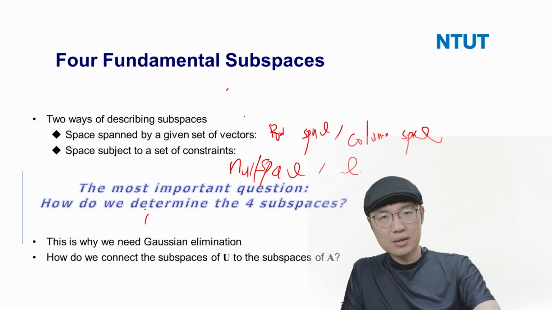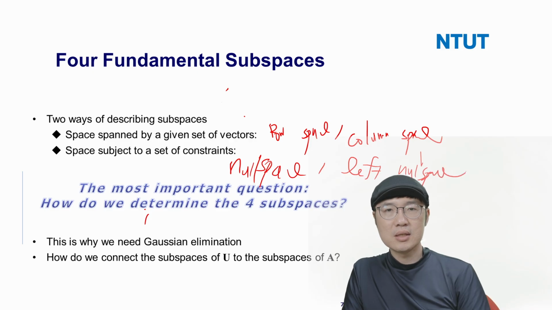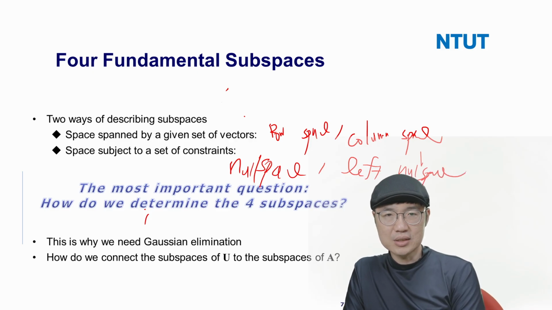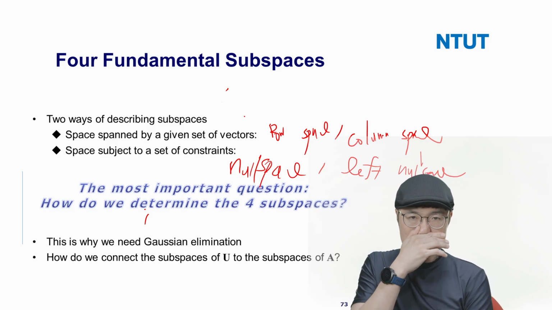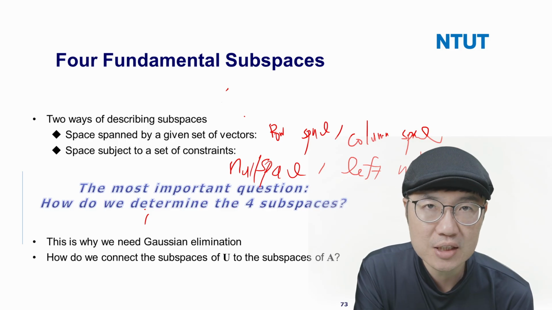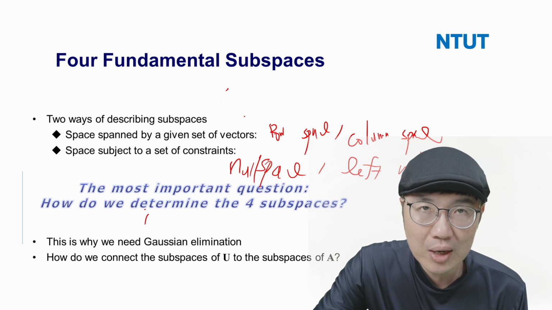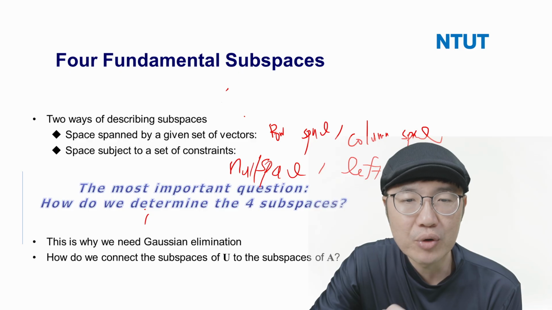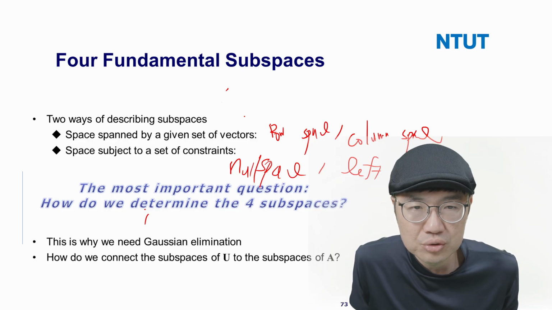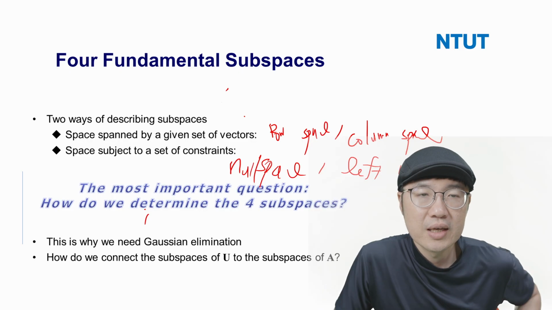And the last one, left null space. They are found by constraint. But we work with the 4 subspaces with only one technique, which is the ultimate one throughout this short course, Gaussian elimination. And we can connect the subspace in U to rows in A.